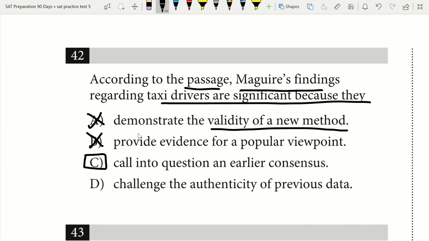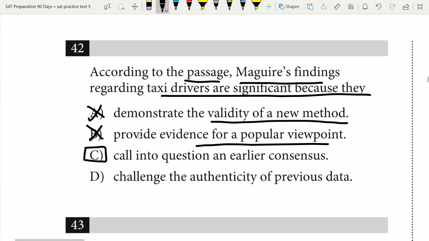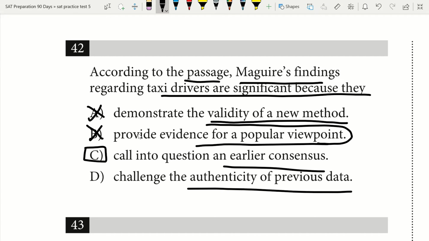Once again, we aren't doing that in this passage. Okay, we aren't providing evidence for any popular viewpoint. In fact, we know that they aren't supporting a popular viewpoint because they're calling into question a previous popular viewpoint or an earlier consensus. So we know that B is incorrect as well. If we look at option D, we have challenged the authenticity of previous data. Once again, they're not challenging any authenticity of previous data, thus D would be incorrect.